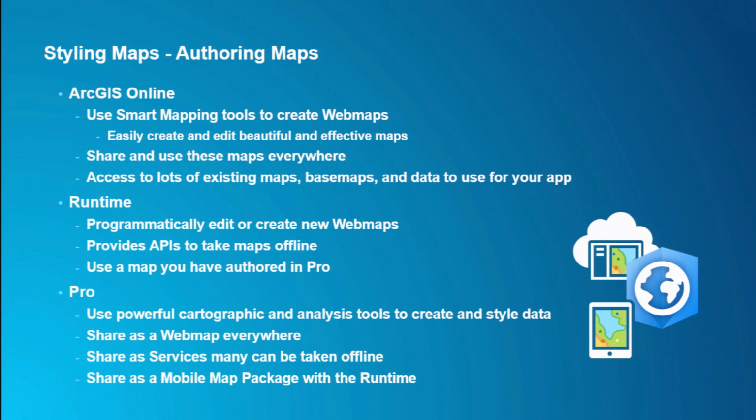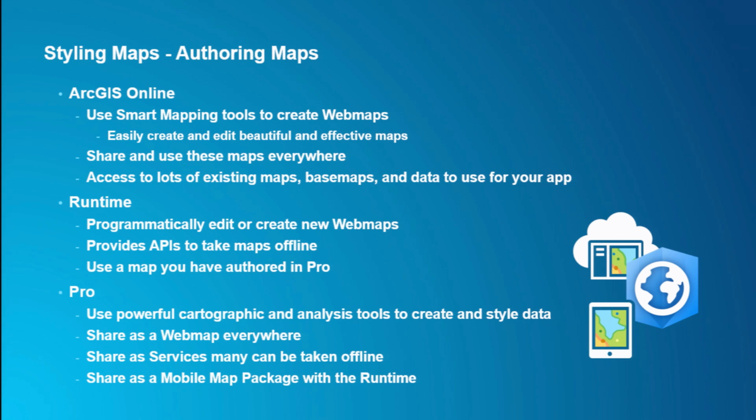So really, you've got three major authoring environments. You have ArcGIS Online, which has these smart mapping tools. These smart mapping tools allow you to create and edit really beautiful and effective web maps. You can share these web maps online so they're accessible by all devices and every part of the system. And with ArcGIS Online, you have access to a whole bunch of data, base maps, everything, so you could just use those for your app.